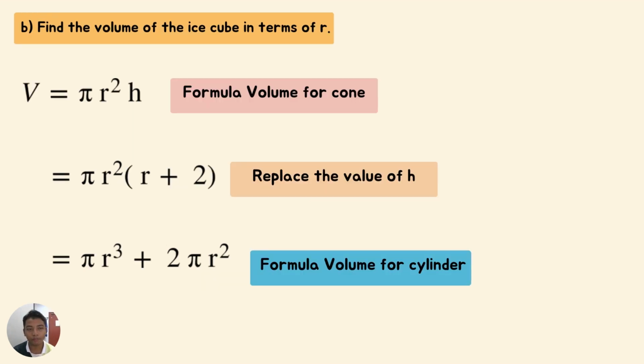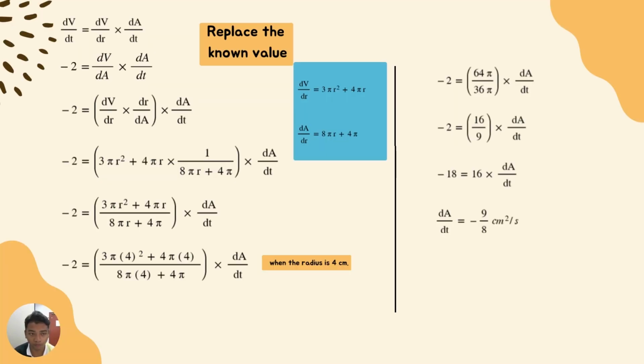Now, question B asks us to find the volume of the ice cube in terms of r. Like question A, we already have the formula for volume, which is pi r squared h. And like the previous question, we already have the value of h, which is r plus 2. Just like question A, we need to replace it. For the final answer, we should get pi r to the power of 3 plus 2 pi r squared.